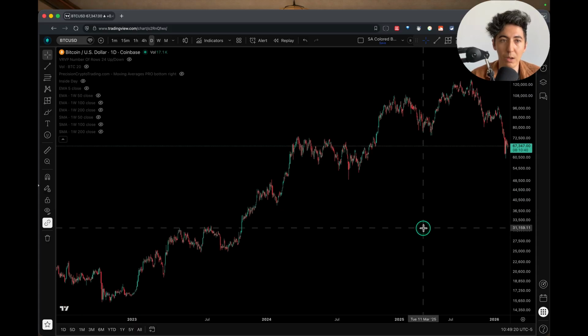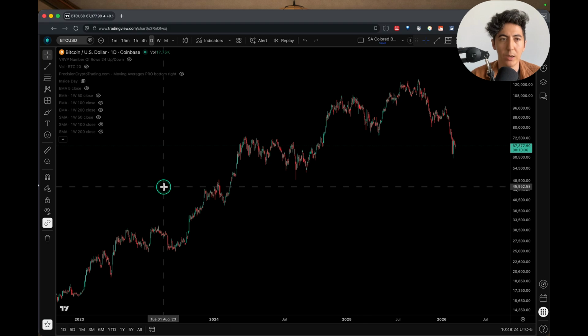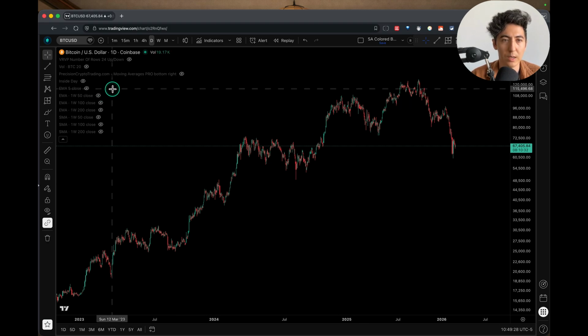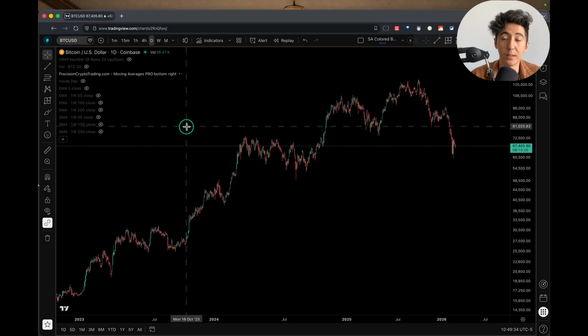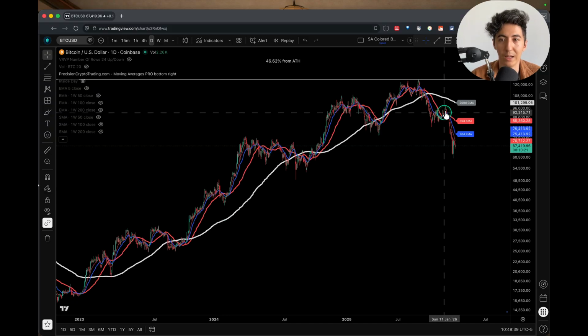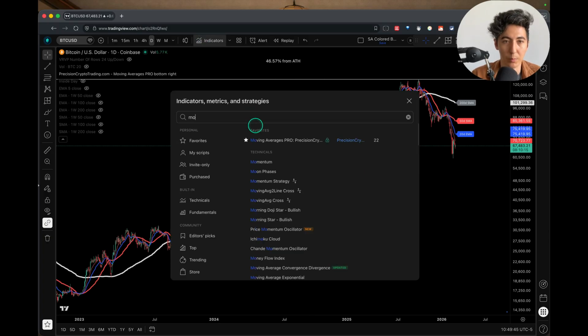So first, what are going to be the indicators that we're going to be using? I have a completely blank screen here. If you're on TradingView, I'm using this custom indicator. It basically takes the key moving averages that we use, which are the 20-day, 50-day, and 200-day, and puts them all in one indicator.